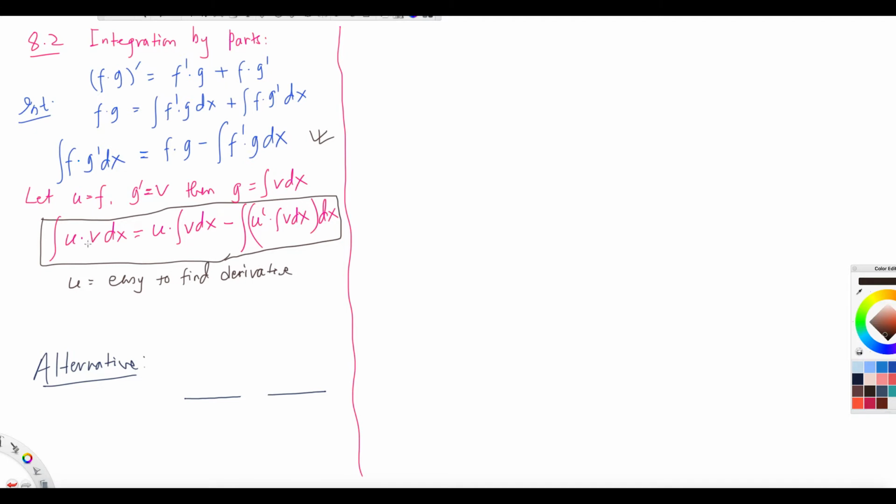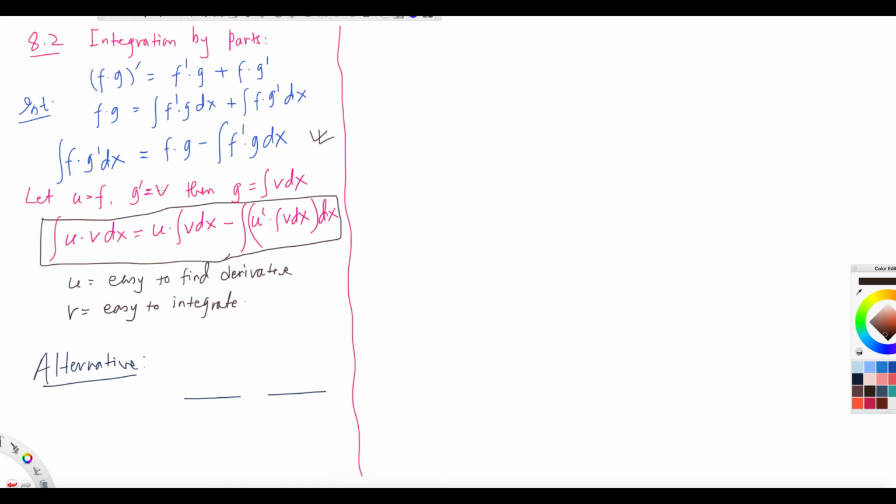When you consider v, v must be the one that is easy to integrate. That is the thing, easy to integrate. So v must be the function that is easy to integrate. Alright guys, there is one rule for which one should be u and which one should be v.